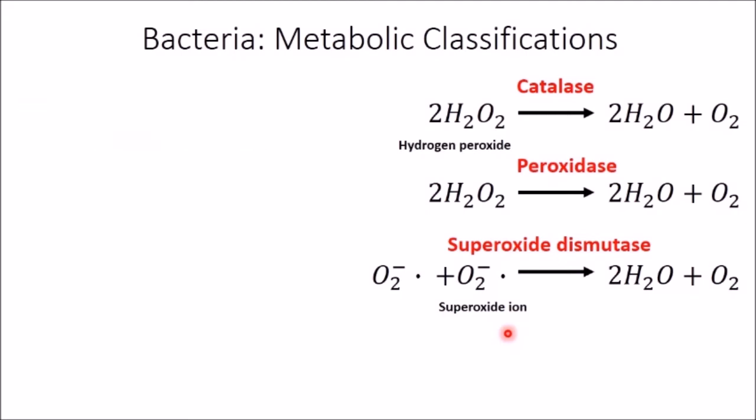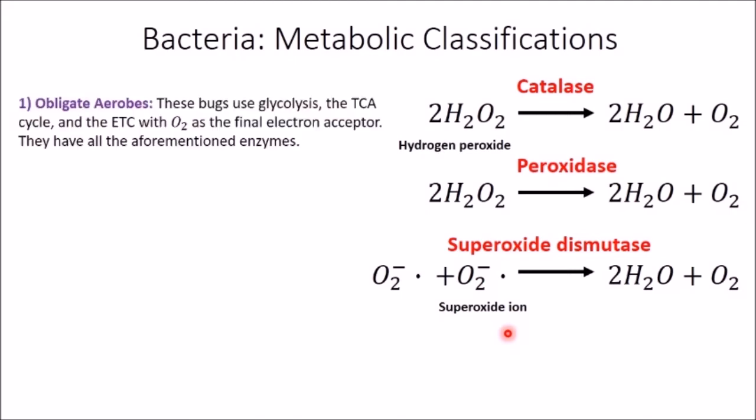So there are different organisms and they have different distributions of these enzymes. And that, in conjunction with other metabolic things, determines the type of bacteria that they are. So let's go through them. Obligate aerobes. These bugs use glycolysis, the citric acid cycle, and electron transport chain with oxygen as the final electron acceptor. They have all the aforementioned enzymes, so they can deal with oxygen. They can live in oxygen without having any problems.